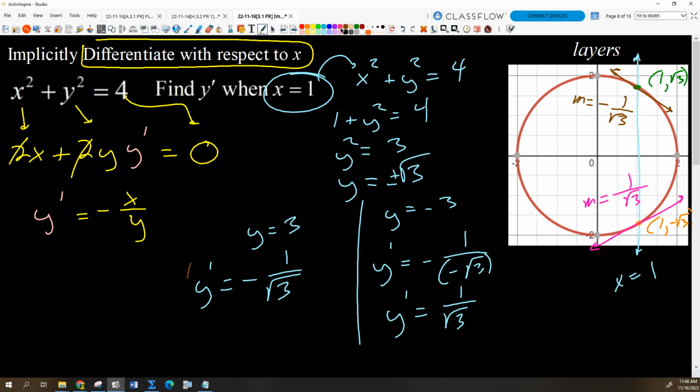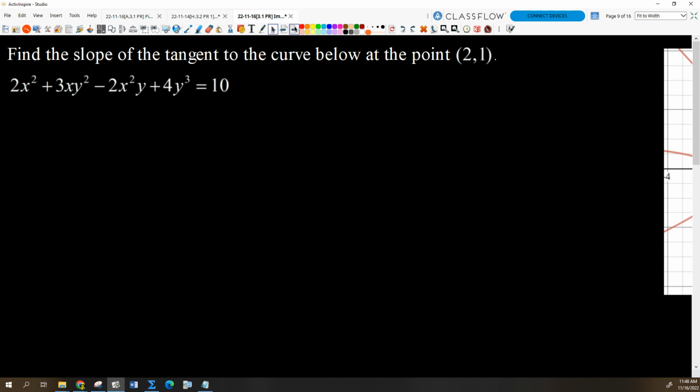Okay? That's a lot of stuff we got with a pretty simple derivative process, right? The derivative didn't take us long at all. That's it right there. Everything else was just using the derivative to find values. Okay? Let's try another one. A little tougher one. Okay? But it's really not that bad, right?